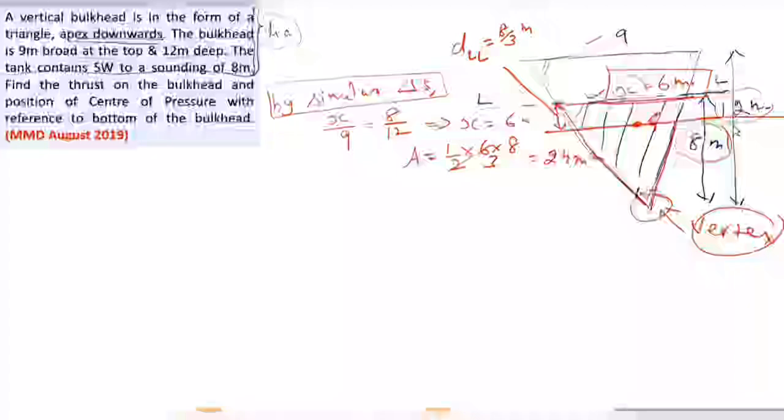Yes, sir. So does that answer the question? DLL is 8 by 3. Guys, look at the formula for triangle. So first, let's get the thrust also. Okay, let's get the thrust first.